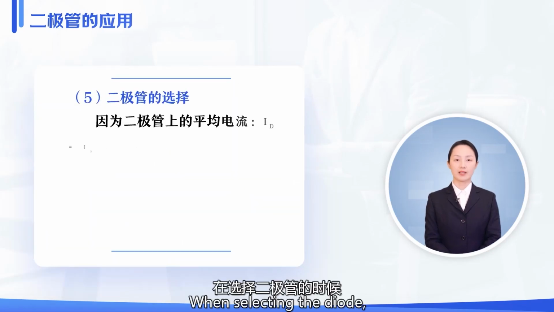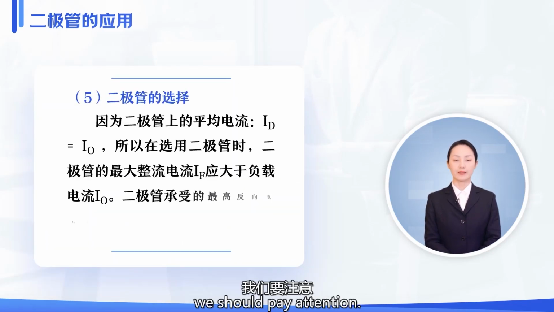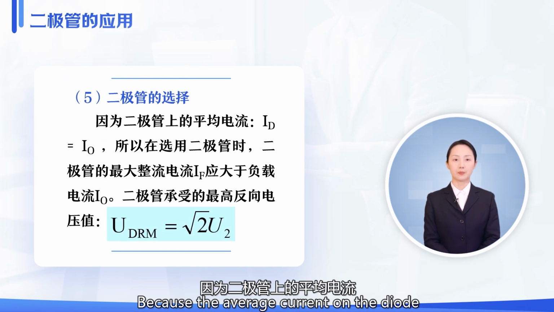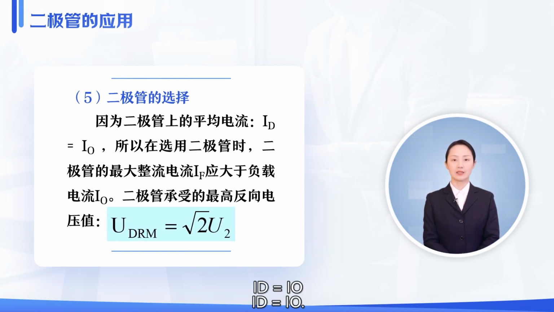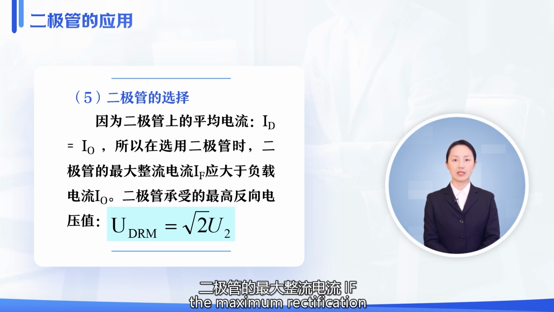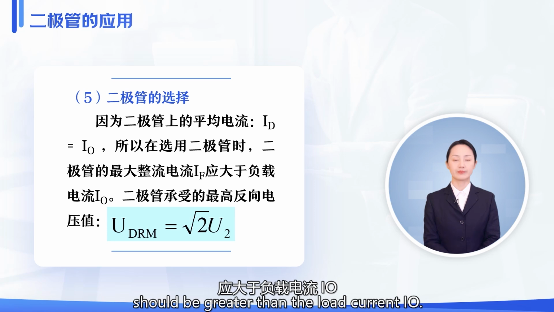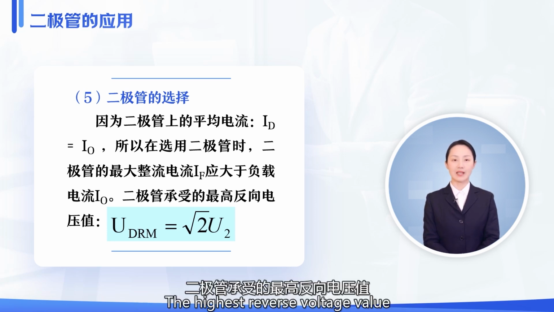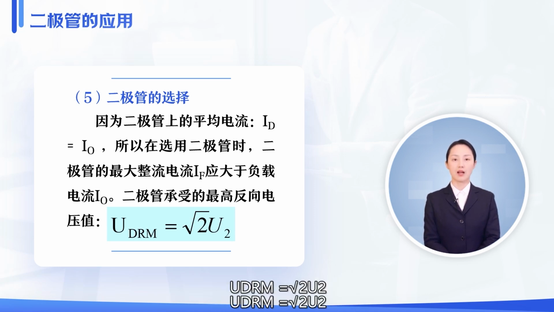When selecting the diode, we should pay attention, because the average current on the diode ID equals I0. So, when selecting the diode, the maximum rectification current IF of the diode should be greater than the load current I0, and the highest reverse voltage value that the diode can withstand, UDRM, equals square root of 2 U2.